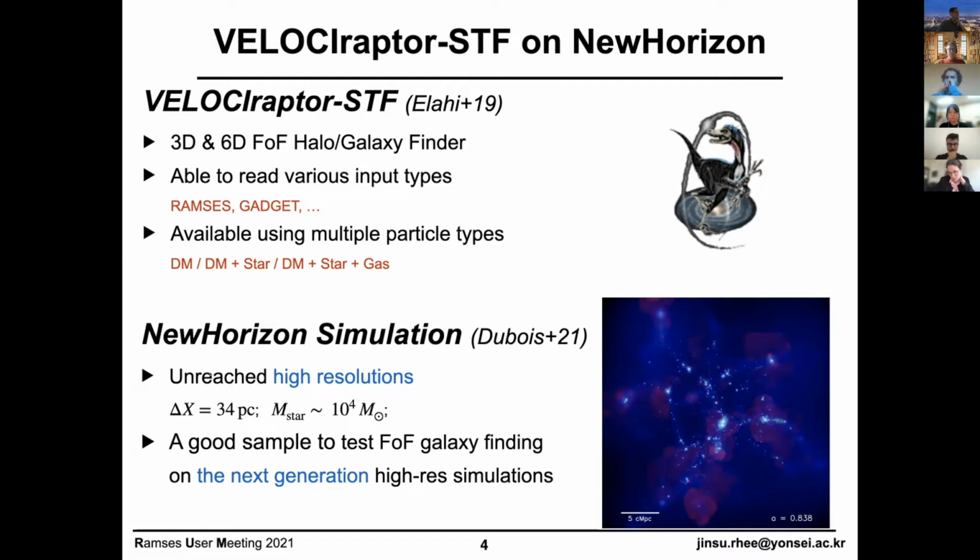New Horizon has unprecedented high resolution compared to other cosmological simulations, for which spatial resolution is about 34 parsec and stellar mass resolution is 24 solar masses, both allowing the central density of galaxies to be very high. Thus, performing galaxy finding with VELOCIraptor on the New Horizon simulation is a good test for galaxy finding for the next generation of cosmological simulations.